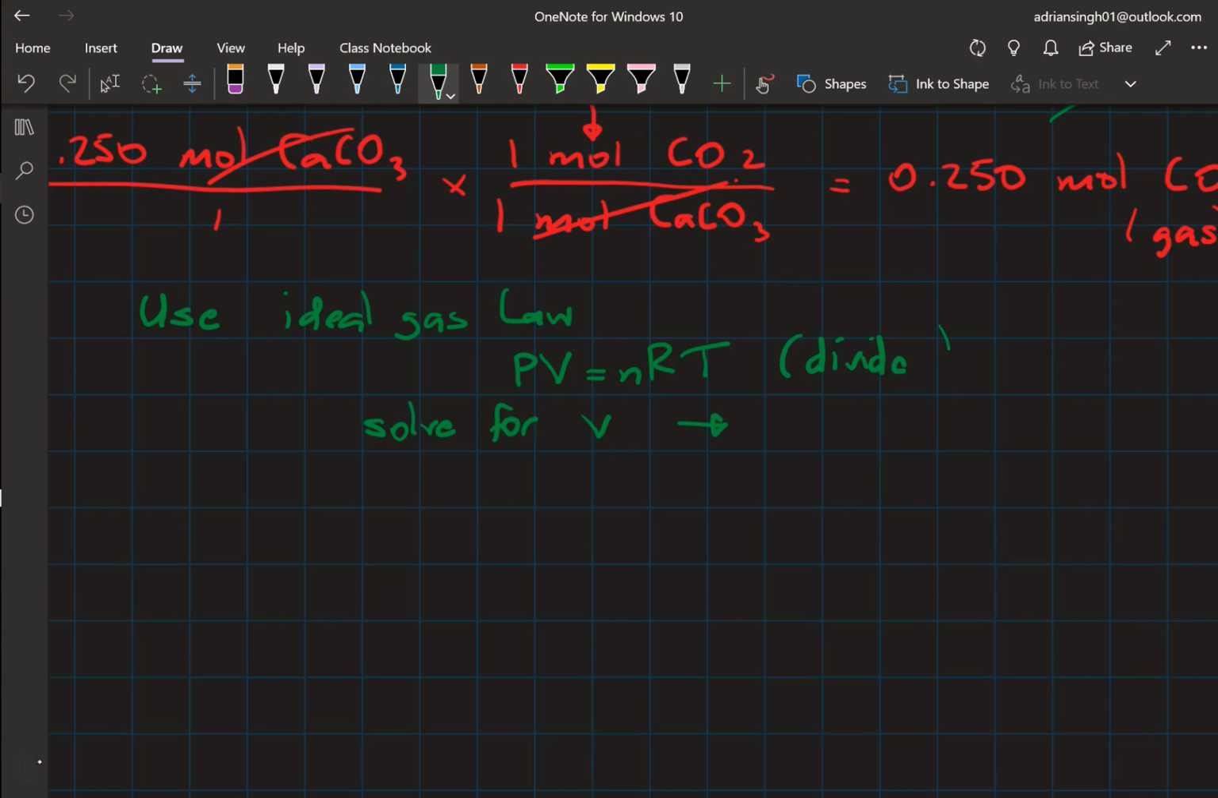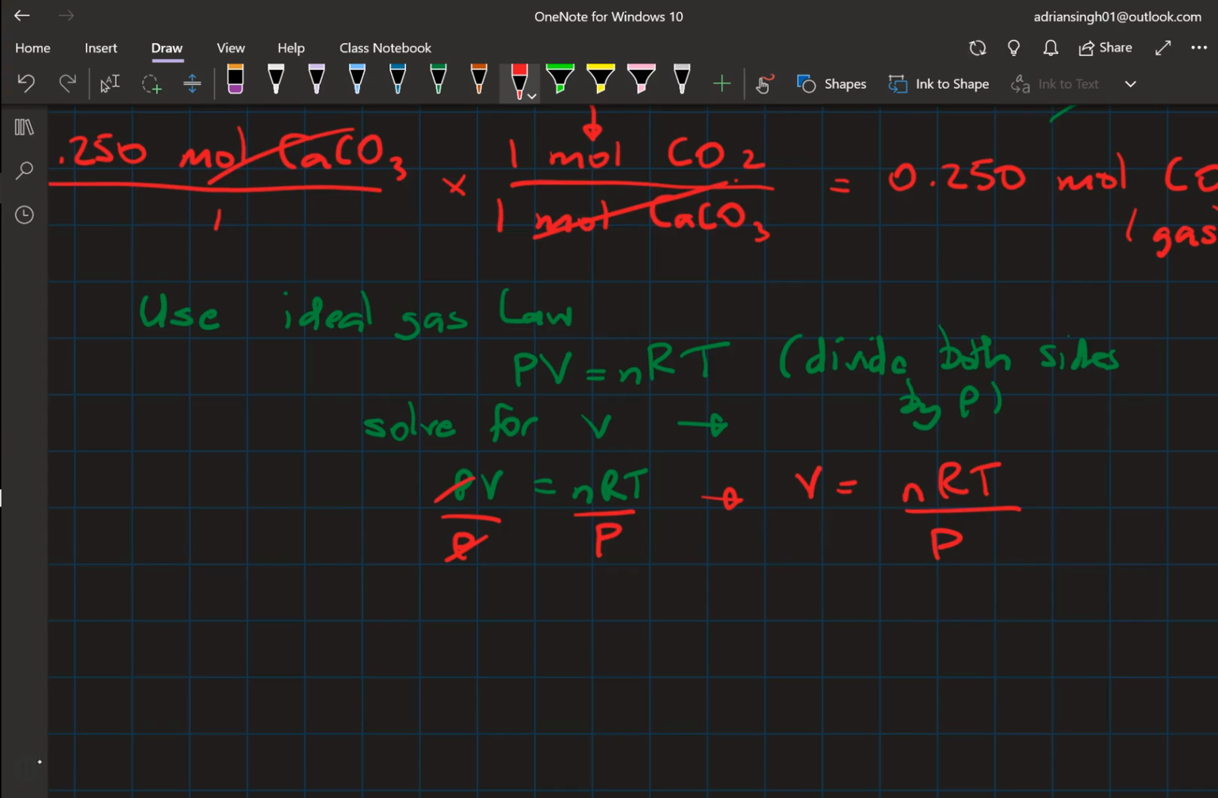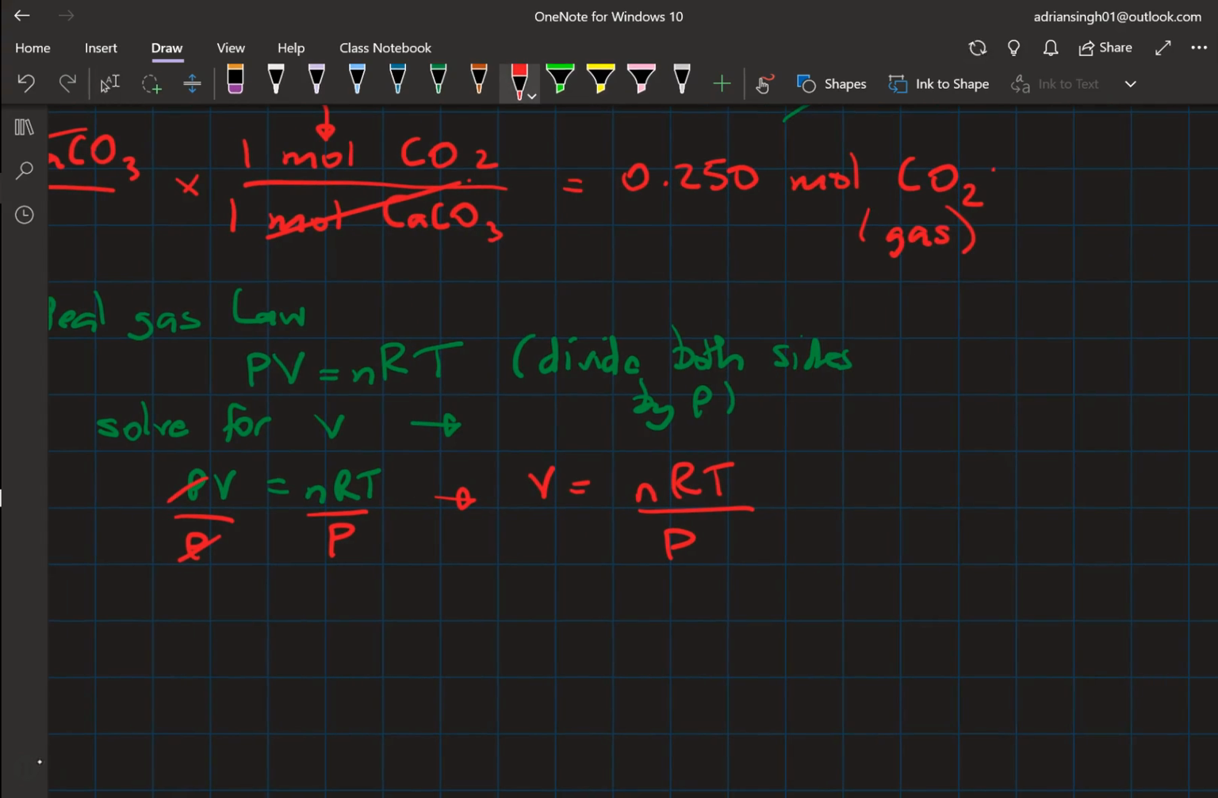Divide both sides by pressure. So we end up with PV equals nRT. We divide both sides by P. P cancels here, and then we end up with volume is equal to n times RT divided by the pressure. All right, so we just calculated n, the number of moles of the gas. That's n here. R is the gas constant, which doesn't change.